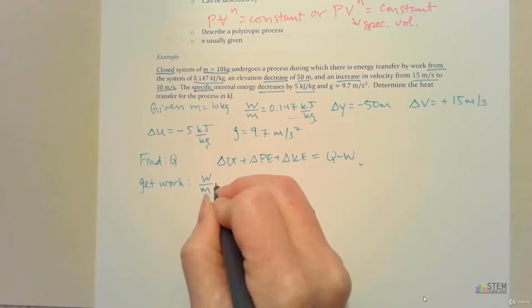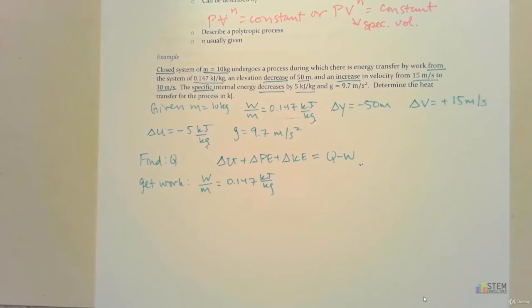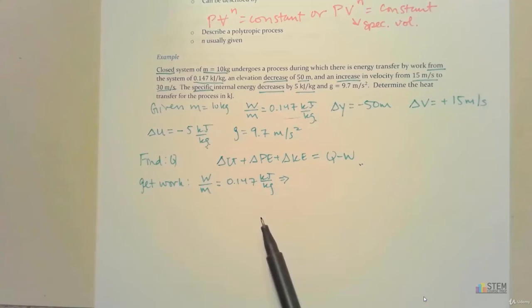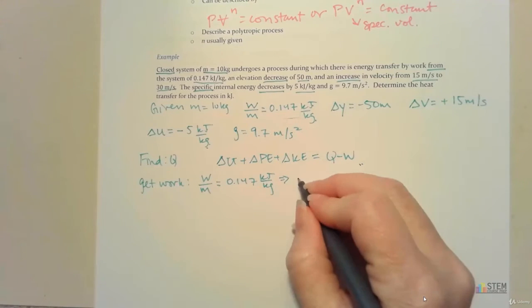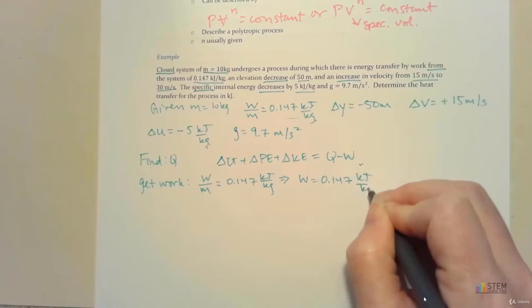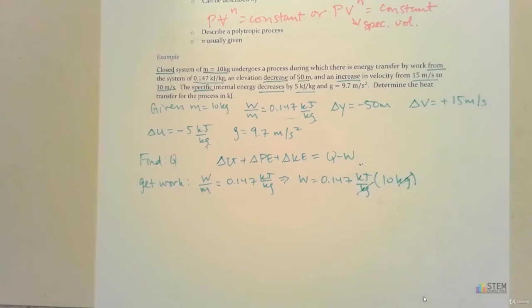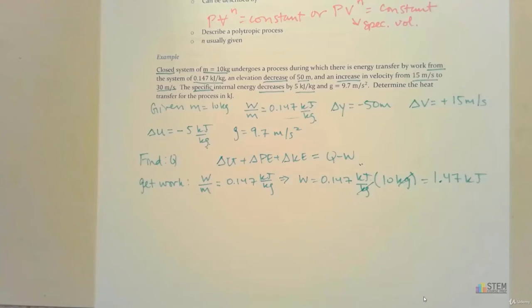We know work per mass is 0.147 kilojoules per kilogram. That's not what we want. We want to get rid of this mass term. Now how should we do that? You can probably guess. We'll just multiply the 0.147 by the actual mass, which happens to be 10. So work is 0.147 kilojoules per kilogram times 10 kilograms. Check out the units, make sure they work out. It leaves us with kilojoules, that's what we want. So that gives us 1.47 kilojoules for work.